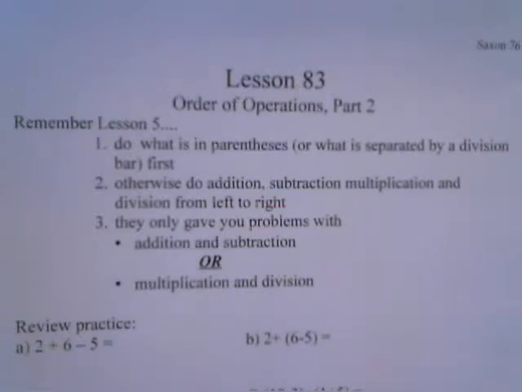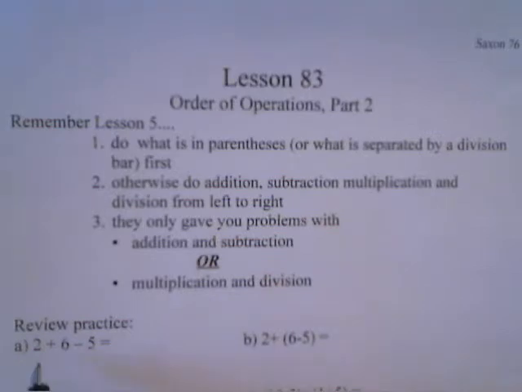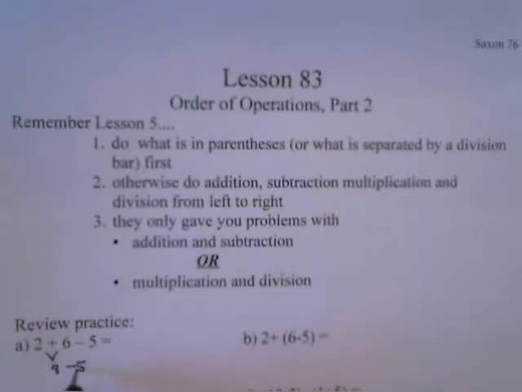So problem A on your paper says 2 plus 6 minus 5. So we start with the 2, and we just start out and add the 6 to the 2, and that's going to give us 8. And then the next thing to do is take away the 5, and 8 minus 5 is 3. So we're done with A.